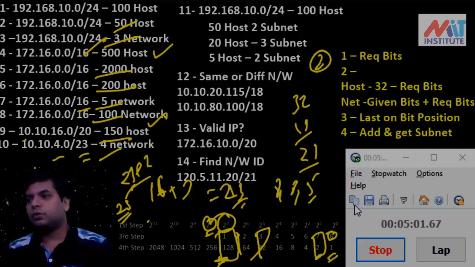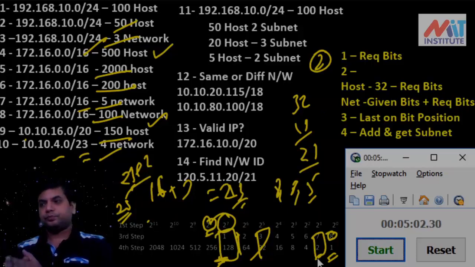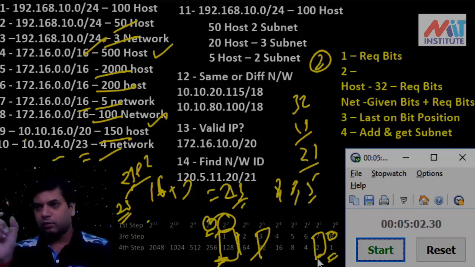Okay, so now we have solved 10 subnetting problems in 5 minutes, which means 30 seconds per problem. And in those 30 seconds per problem I also explained it to you. If I just had to look and find the subnet, then it would take less time. Once you get practice using this method, you will not take much time in solving subnetting problems.